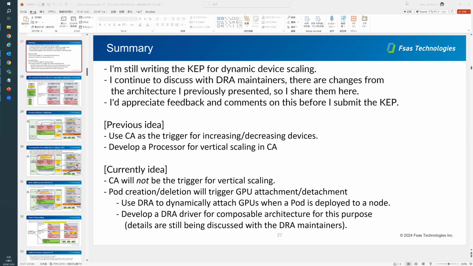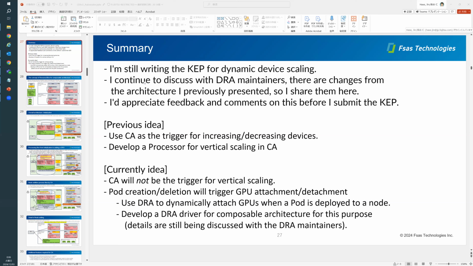Yeah, I'd like to explain the dynamic device steering. Can I start my presentation? Yeah, sure. Okay, so I share my screen. Please wait a moment. Can you see my screen? Yep. Okay, this is a summary page.